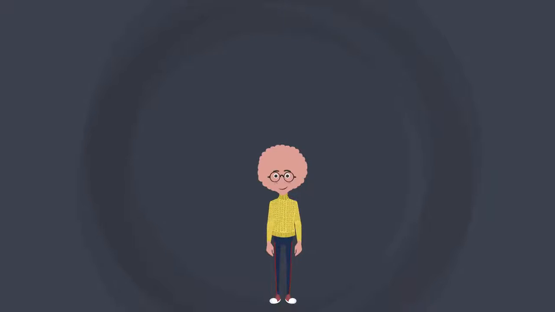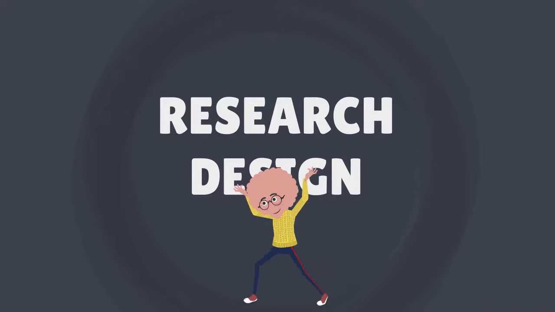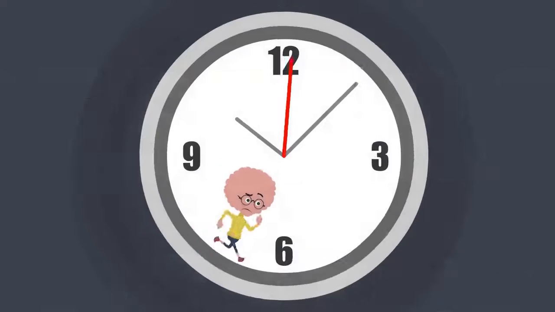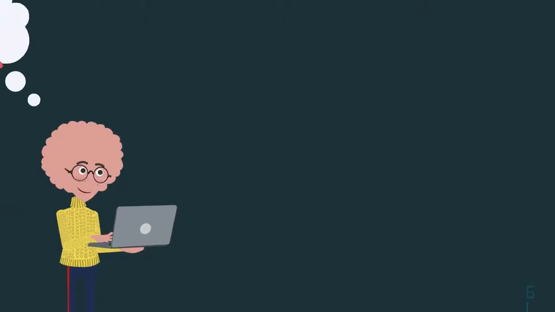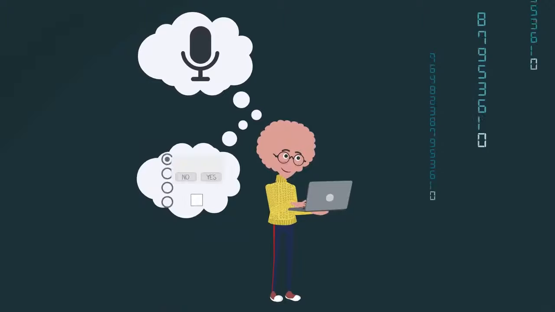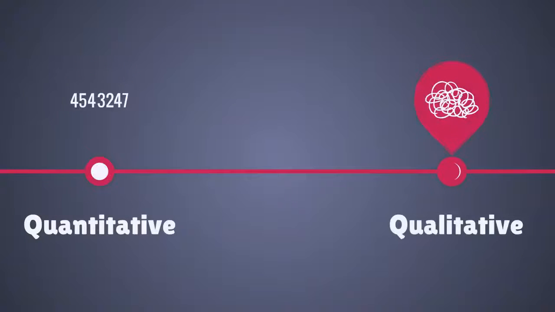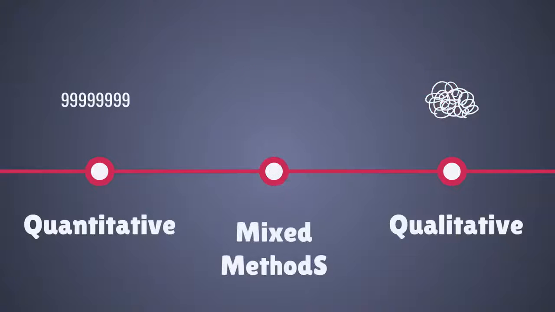Then you form the research design. This involves assessing the timelines and feasibility of your research, making decisions about the type of data you need, and the methods and tools you will use to collect and analyze it. You'll need to decide on which research approach you will use, whether that be quantitative, qualitative, or mixed method.